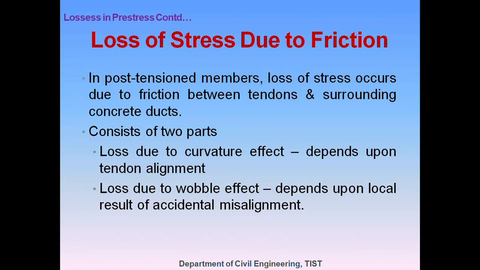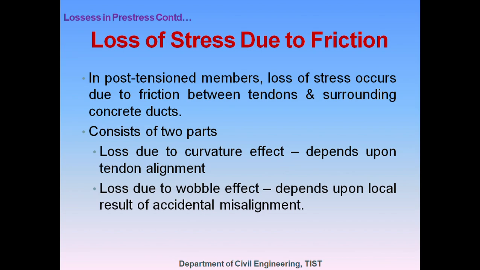Next is loss of stress due to friction. In post-tension members, the loss of stress occurs due to the friction between the tendons and the surrounding concrete ducts. Normally, the friction generated at the interface of concrete and steel during the stretching of a curved tendon in a post-tension member leads to a drop in the prestress along the member from the stretching end. The loss due to friction does not occur in the case of pre-tensioned members because there is no concrete during the stretching of the tendon.